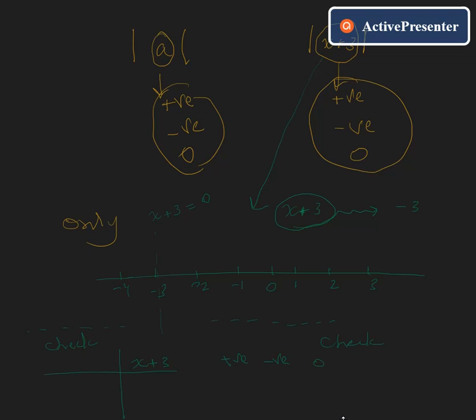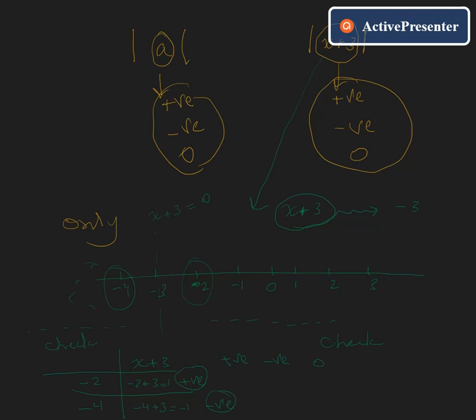So if we take values greater than minus 3, let's say minus 2, x plus 3 is minus 2 plus 3. The answer is 1, so it is positive here. What about values in this area? We will take minus 4. Minus 4 plus 3, the answer is minus 1. So the expression x plus 3 is negative.